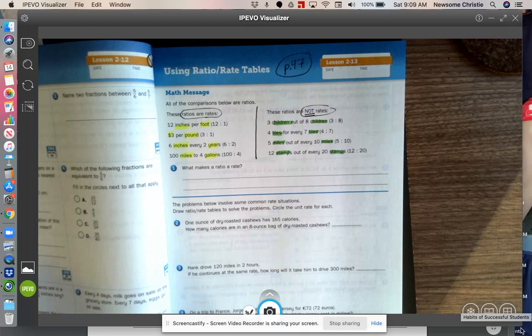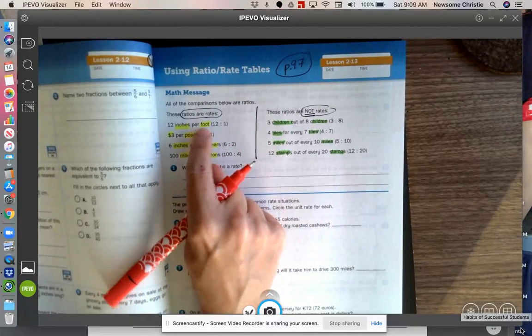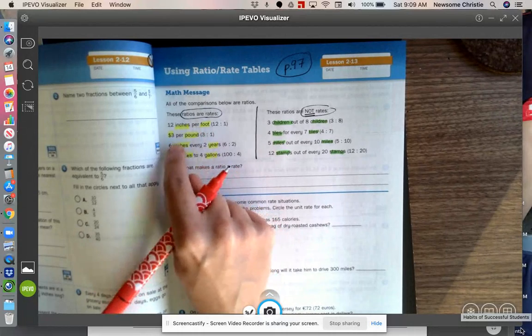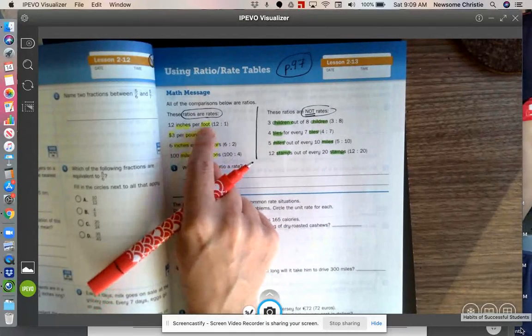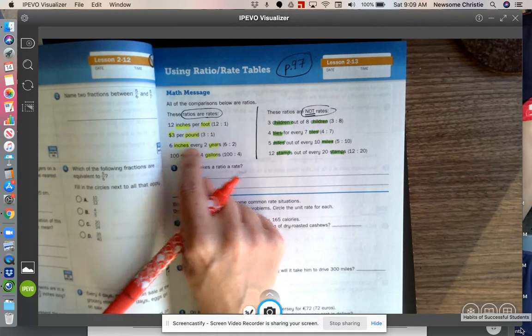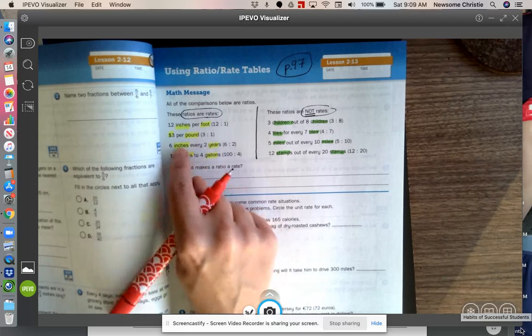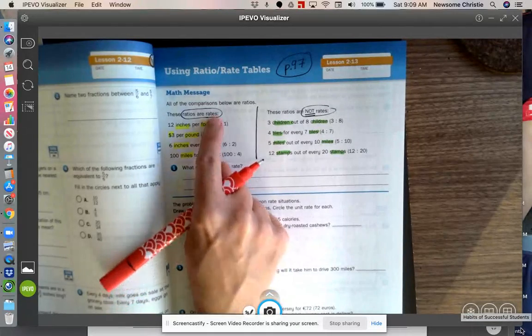I'll give you a second to think. So what I'm hoping you're noticing is that a rate has units that are different. So 12 inches per 1 foot, $3 per pound, 6 inches every 2 years. Notice that the two numbers that they're comparing have different units. That's what a rate is.